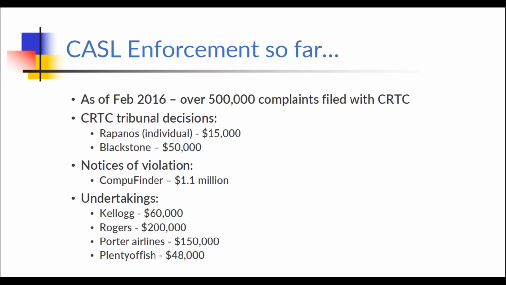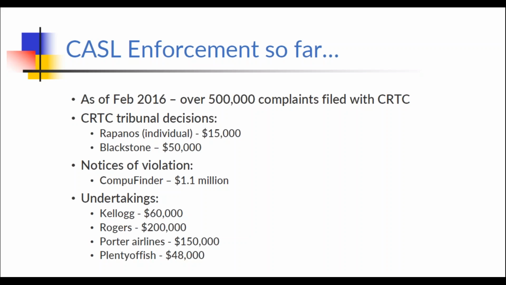As I mentioned, the CRTC is very quiet and doesn't share information about what they're actually doing, what kind of organizations they're dealing with, or what kind of complaints. All we have is what they do make public. And what they make public is what they want to make public because they want to send a message.